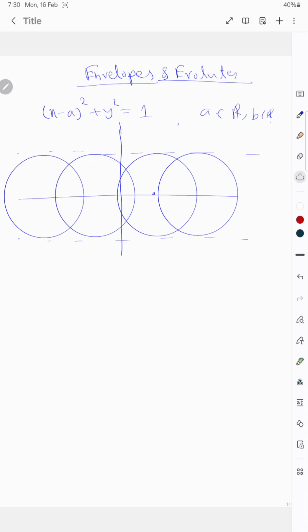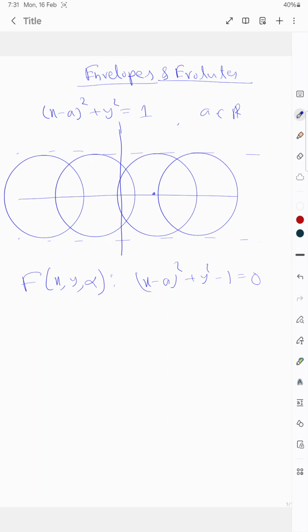Okay, now you will learn what is envelope. Basically whenever you have some family of curves, because here a is some parameter, so this is a family of curves. Why? Because for different values of a, you are getting different curves, right? So you can write this as f(x, y, alpha), that is (x minus a) square plus y square minus 1 equal to 0. Okay, now how to find the envelope?